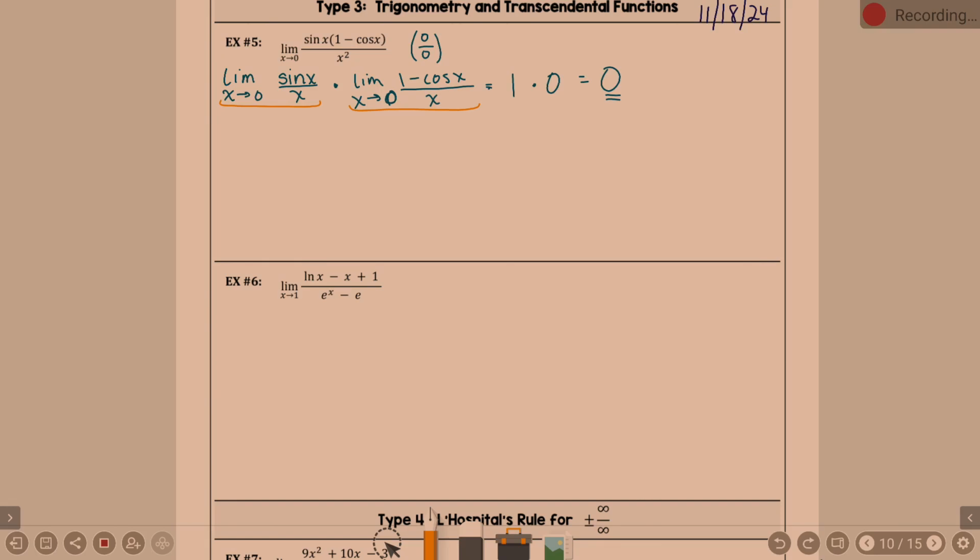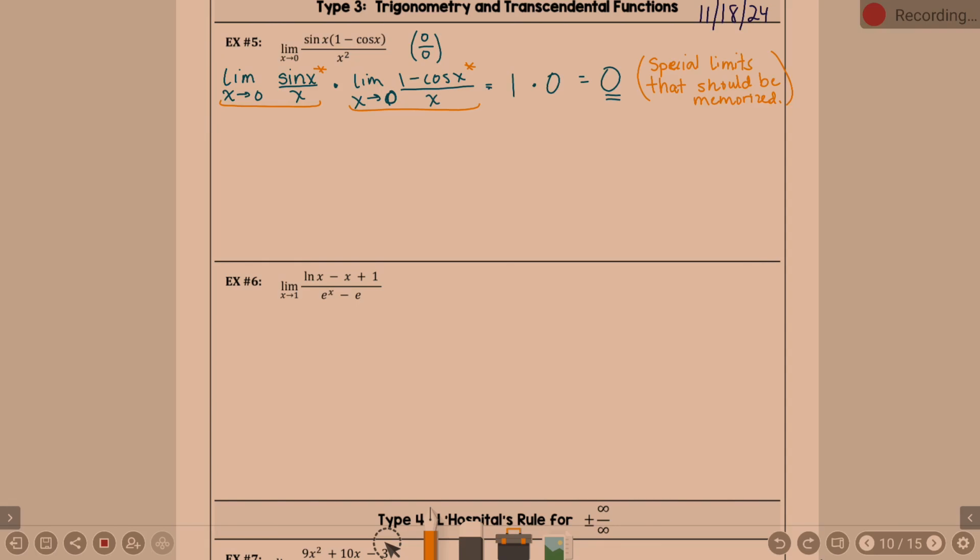Okay, you're done with that problem, and here's the deal. If you know your special limits, if you memorize these special limits. So this and this. Okay? Special limits. I'm just going to say that should be memorized. Okay, and that is really sloppy.